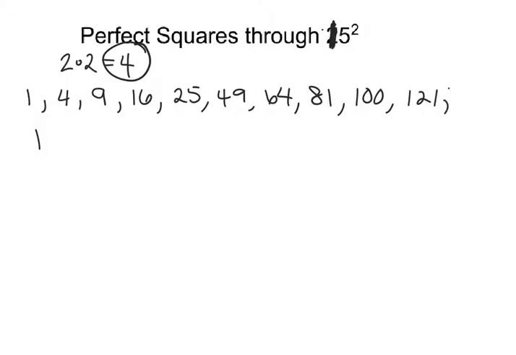13 squared is 169. Oh, I forgot one. Sorry. Let's do 12 squared first. So that's 144. 13 squared is 169, and I remember that 14 squared is 196 just by flipping the numbers. And then 15 squared is 225.